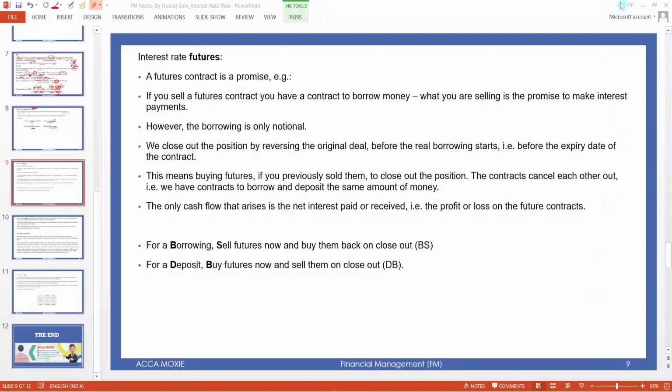Okay, futures interest rate. Futures is a promise.